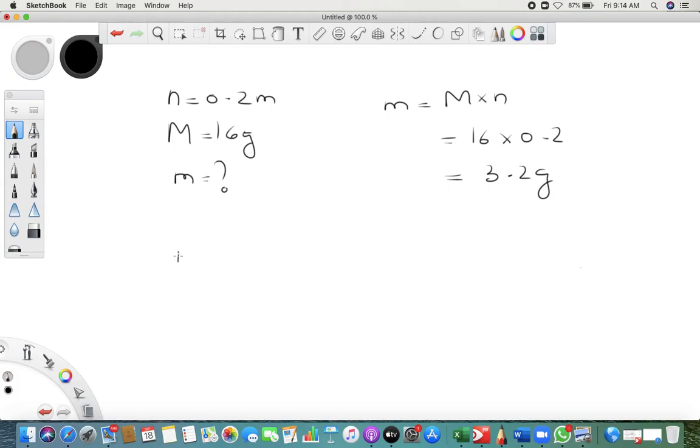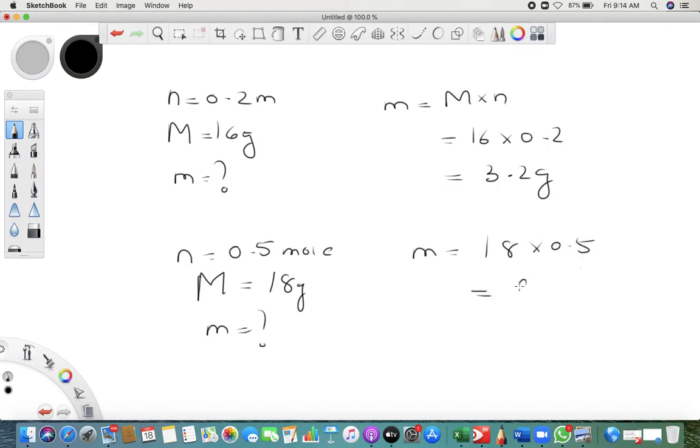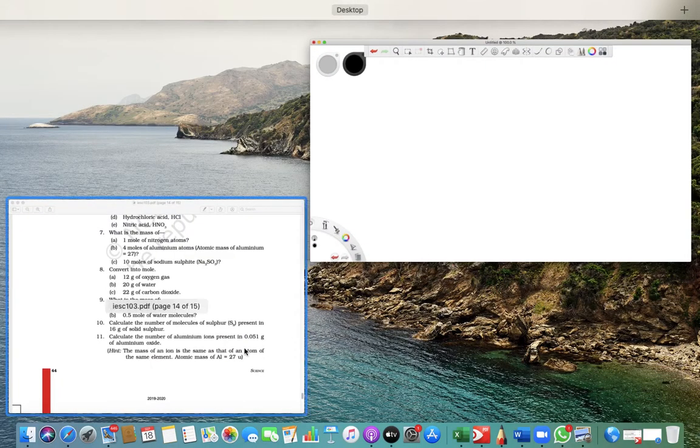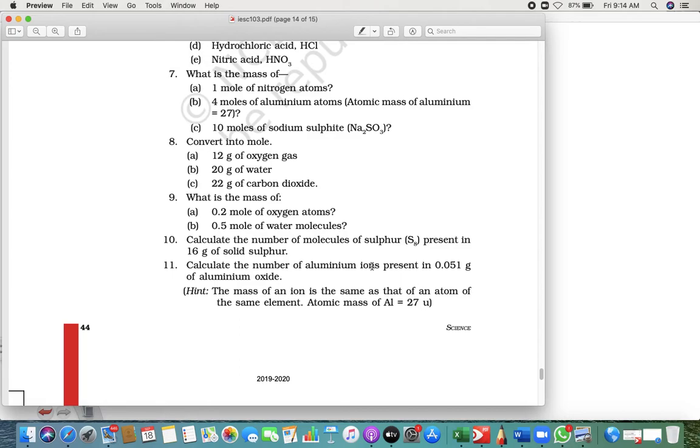Similarly, in the next question, small n is equal to 0.5 mole, and capital M is for the water molecule, H2O, right? So H2O is what we already learned, 18 gram. Small m is equal to 18 into 0.5, that gives you 9 gram. Okay. Getting what I am trying to say? Fine. Let's see the next.